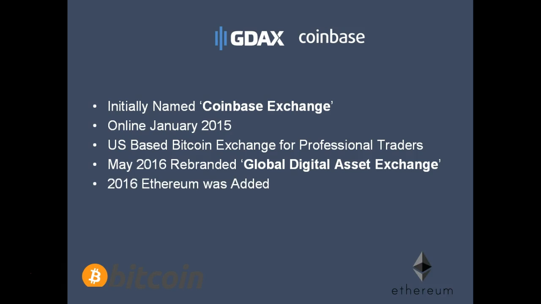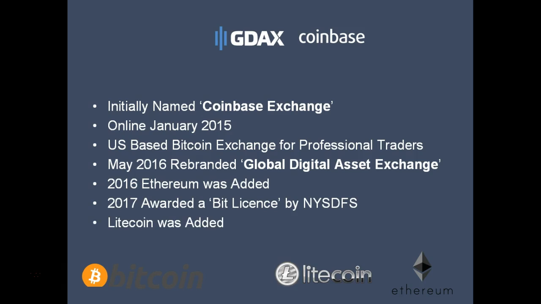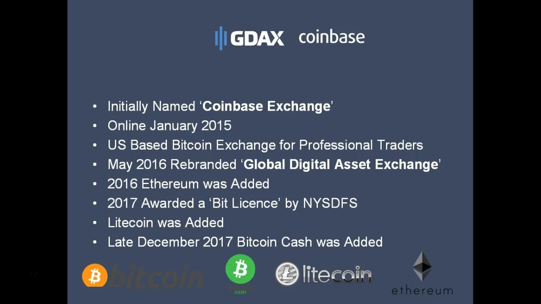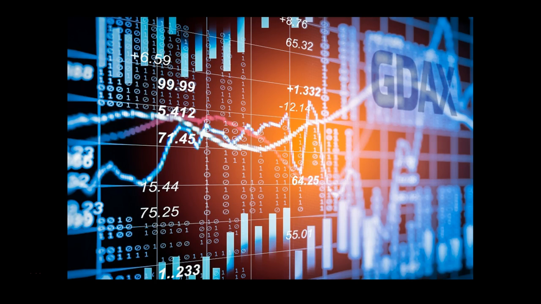Later that year, Ethereum became available to trade, with Litecoin becoming available in 2017 after obtaining a BitLicense from the New York State Department of Financial Services. Bitcoin Cash was finally added in late December 2017, and this gives the four currencies for trade within both Coinbase and GDAX. So now that's out of the way, let's have a look at the platform.